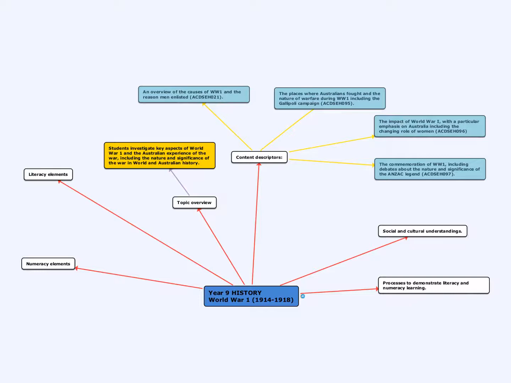The topic overview of this subject has students investigating key aspects of World War I and the Australian experience of the war, including the nature and significance of the war within world and Australian history.